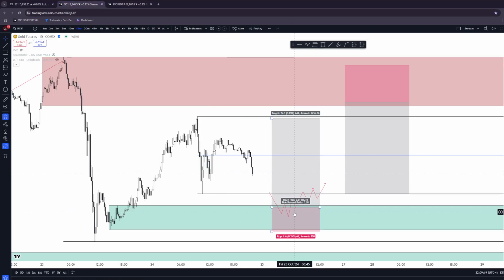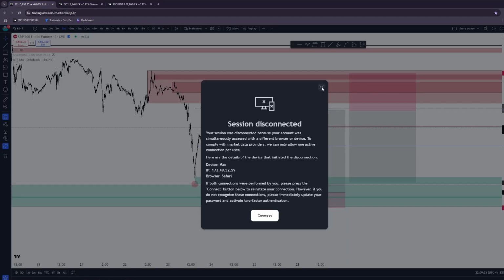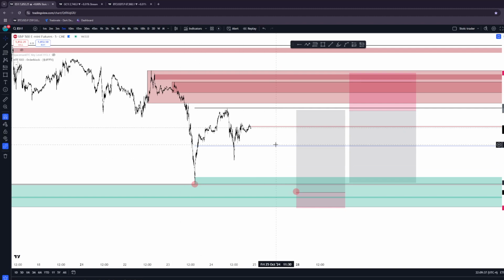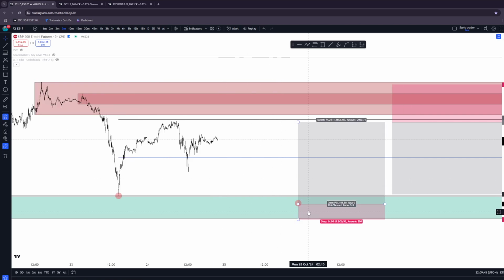Gold, these are my setups, guys. Simple stuff. I'm not getting chopped up here through all this. Supply, come back down. Demand, come back up. ES, same thing. Hitting supply, come back down. Hitting demand, come back up.